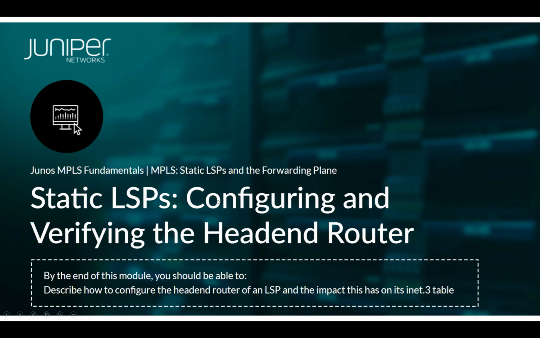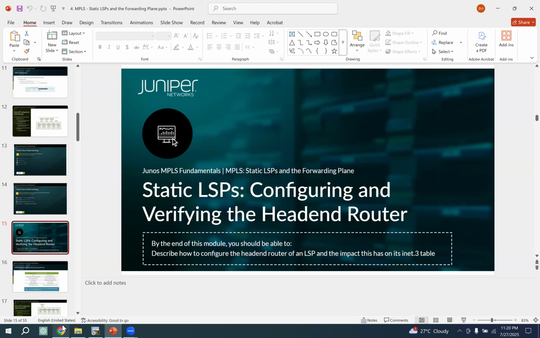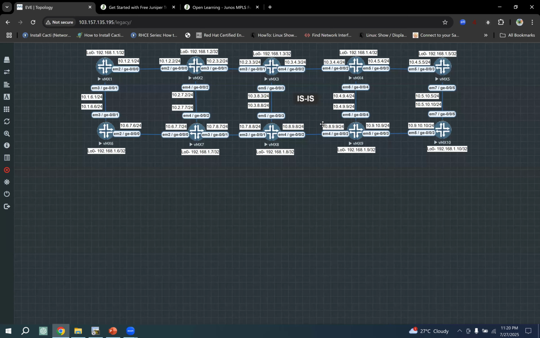And this is the second section, static LSP configuration and verification. So let's start by verifying the head-end router. If you start from the left, you can say it's the head-end router and this is the tail-end router. You can say it's the ingress router and this is the egress router. This is just naming terminology, an MPLS terminology or acronym.